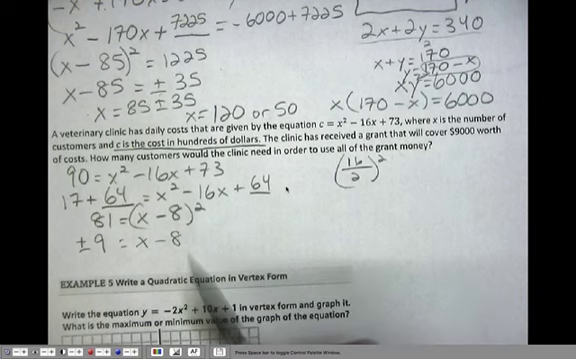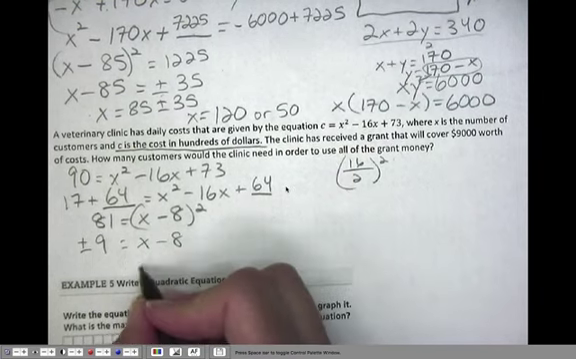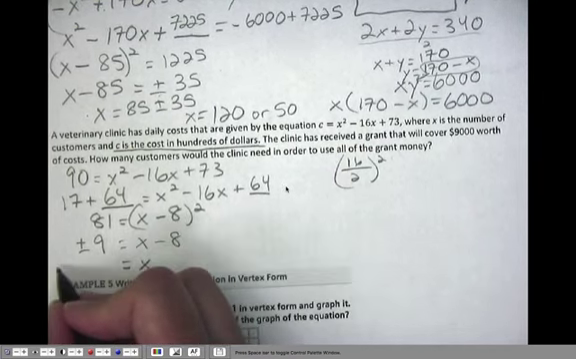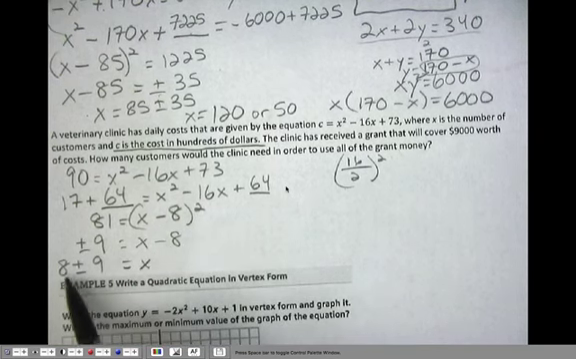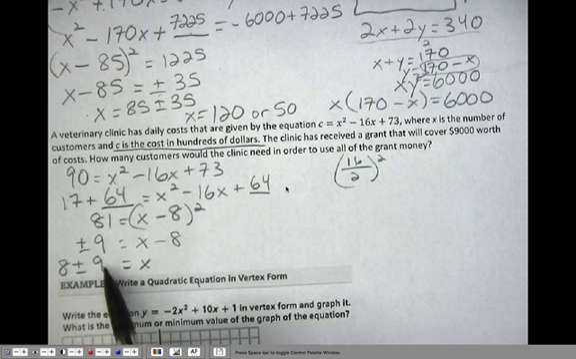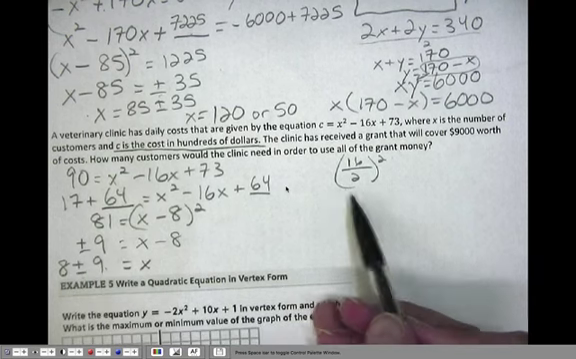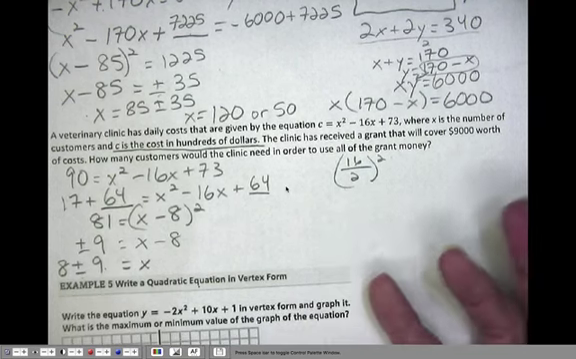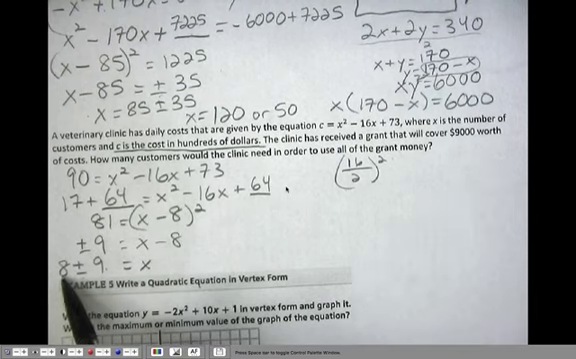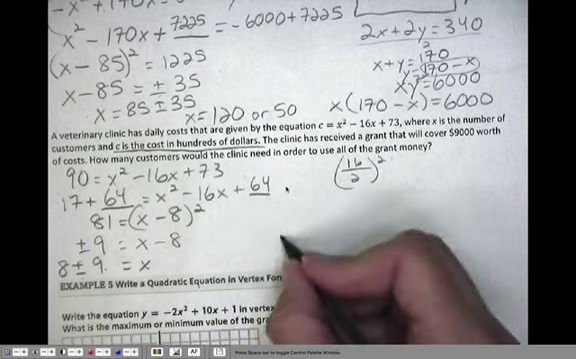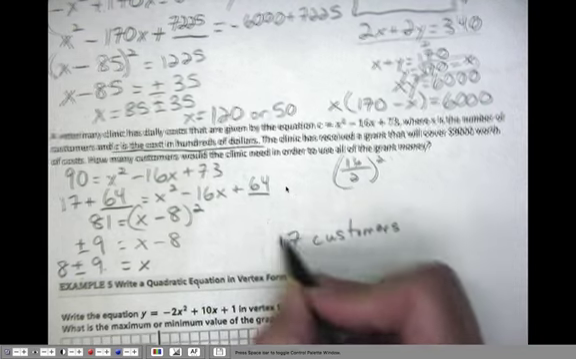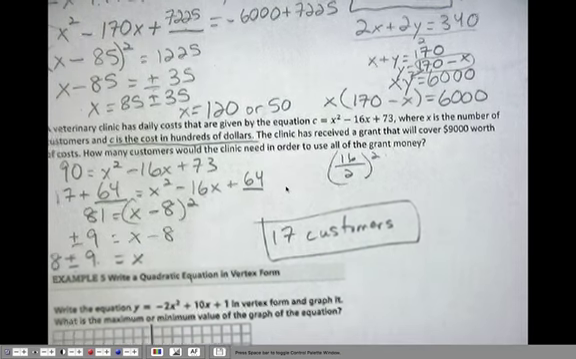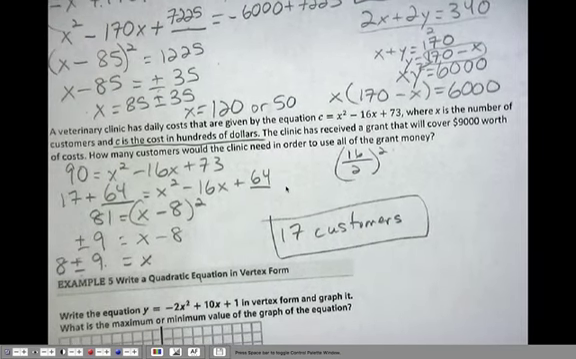Okay, now if I add the 8 over, I'll have x equals 8 plus or minus 9. Well, if it's 8 minus 9, that would be a negative number, and in the context of this problem, that doesn't make any sense. So I'm only interested in the 8 plus 9, which is 17. So 17 customers is how many it would take for us to use all of the grant money.